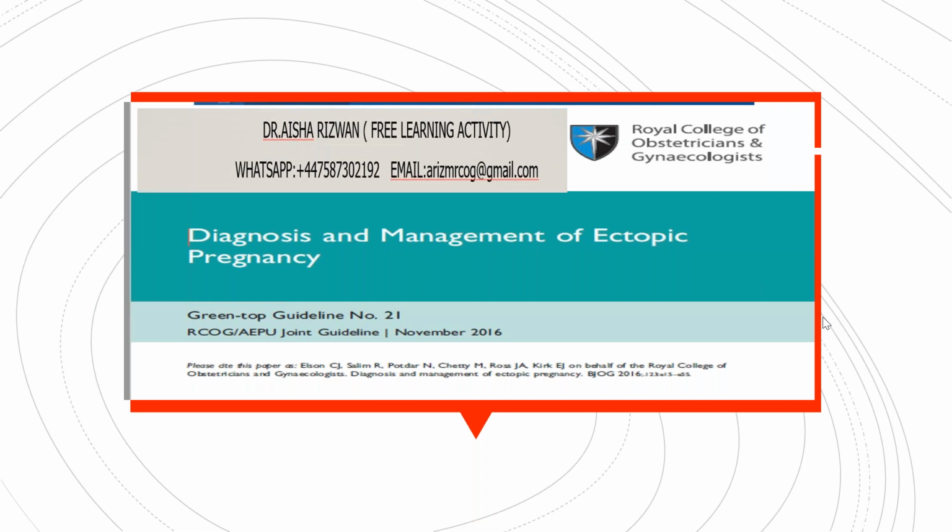So you will start with the surgery, but if it is persistent, then you will give methotrexate. How will you know that? Because the beta hCG levels will be raised. So in that case, you will have to give them methotrexate.